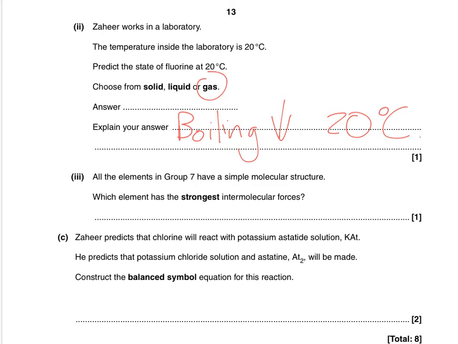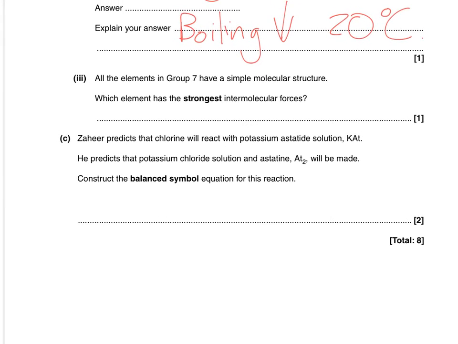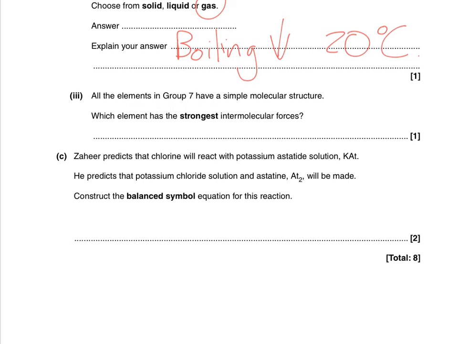Easy mark, easy. Right, all the elements in group 7 have simple molecular structure. Which element has the strongest intermolecular forces? Of course, it is going to be astatine, which has got the chemical symbol At. That is because it's got the highest melting and boiling point. That's kind of how we know it.